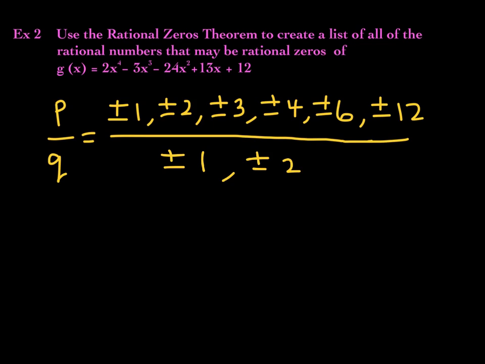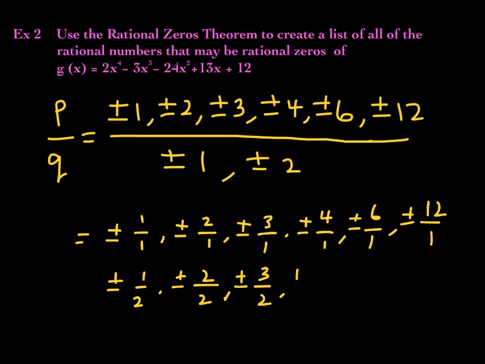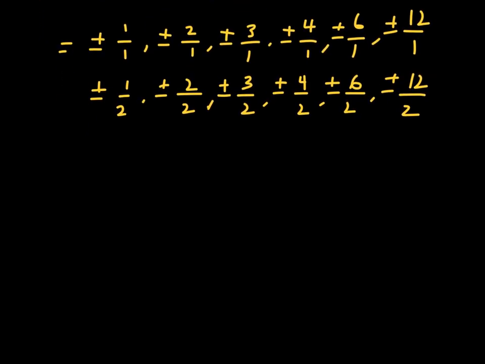All right? So now we have to break this up. So I'm going to list all of the factors in the numerator. I'm going to list them all over 1. And then I'll list them all over 2. So let me put them all over 1 first. Plus or minus 1 over 1, plus or minus 2 over 1, plus or minus 3 over 1, plus or minus 4 over 1, plus or minus 6 over 1, plus or minus 12 over 1. Now, put them all over 2. Plus or minus 1 over 2, plus or minus 2 over 2, plus or minus 3 over 2, plus or minus 4 over 2, plus or minus 6 over 2, plus or minus 12 over 2.